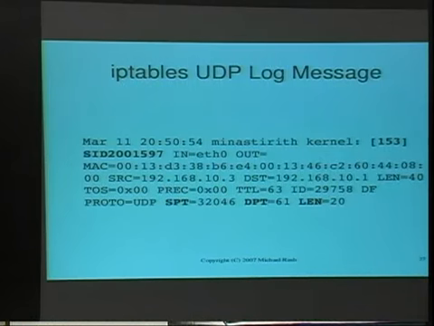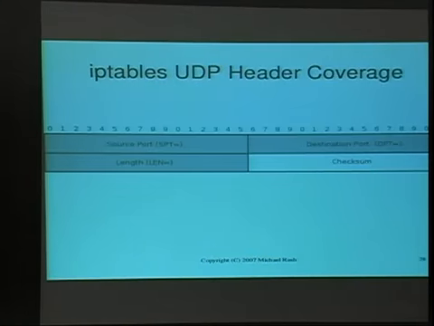UDP, similarly. The UDP header is very simple. It's only 8 bytes long. Source and destination port numbers and the length values are logged by default. And there are no command line arguments to iptables to get it to do anything different with UDP headers because they're so simplistic. The checksum is not logged and will probably never be logged.